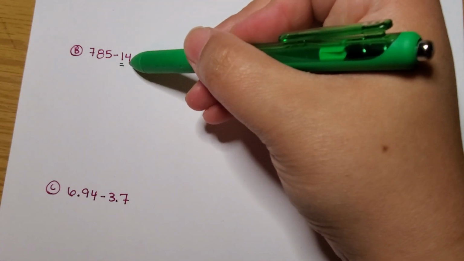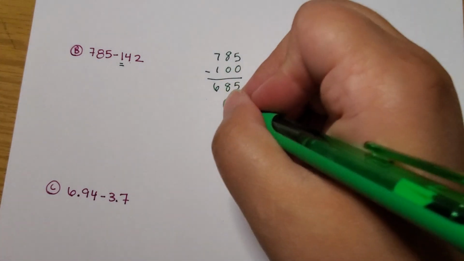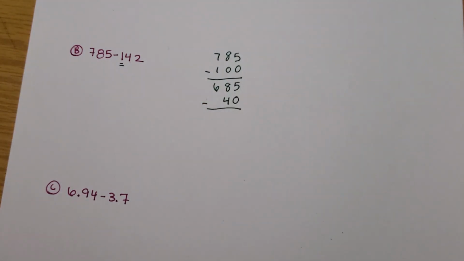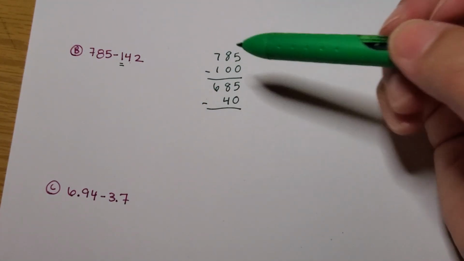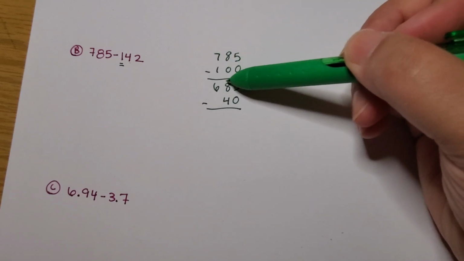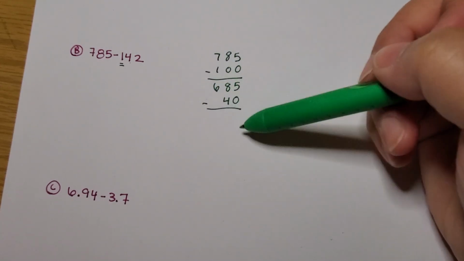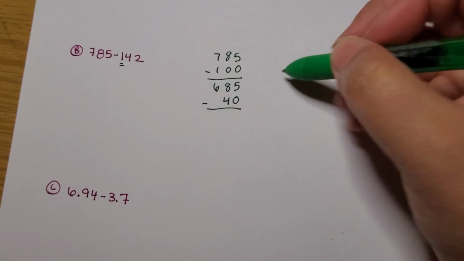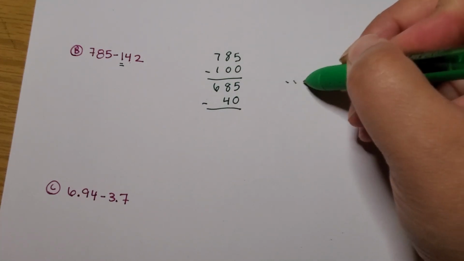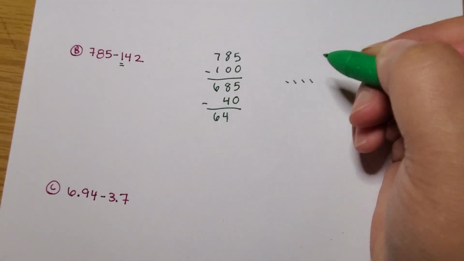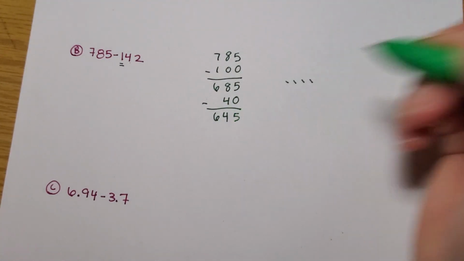Next on our number was the 4 in the tens place, so we'll take away 40. Now, another way you can think of this is you've got 68, and you're taking away 4. So we can count down 4: 68, 67, 66, 65, 64. So here we have 64, and we'll bring down the 5.